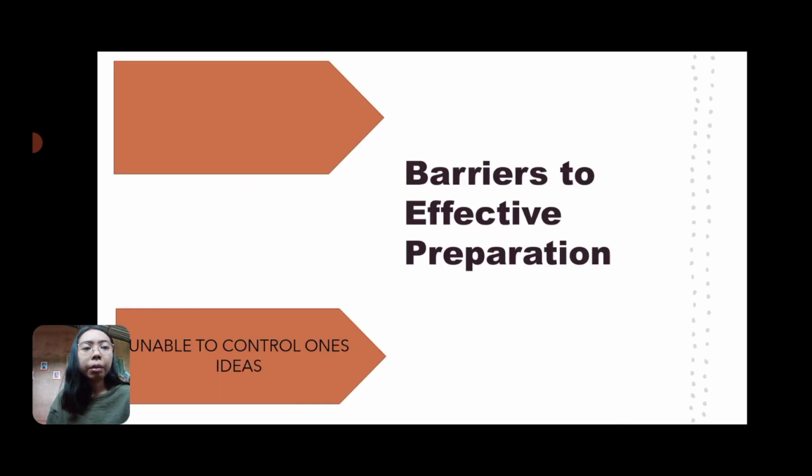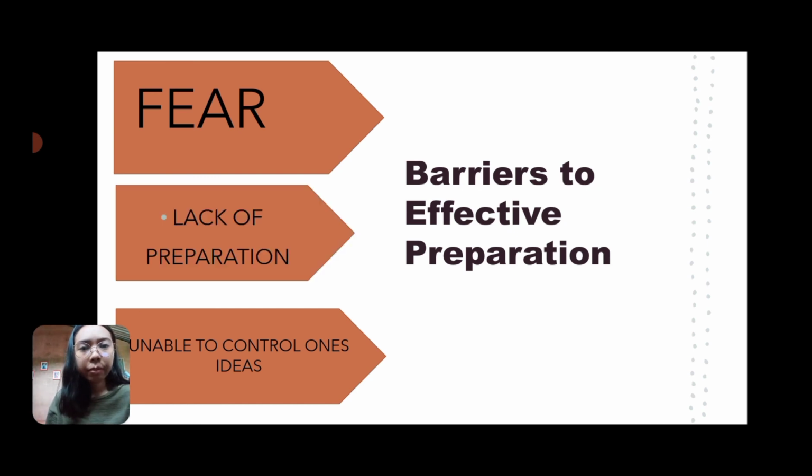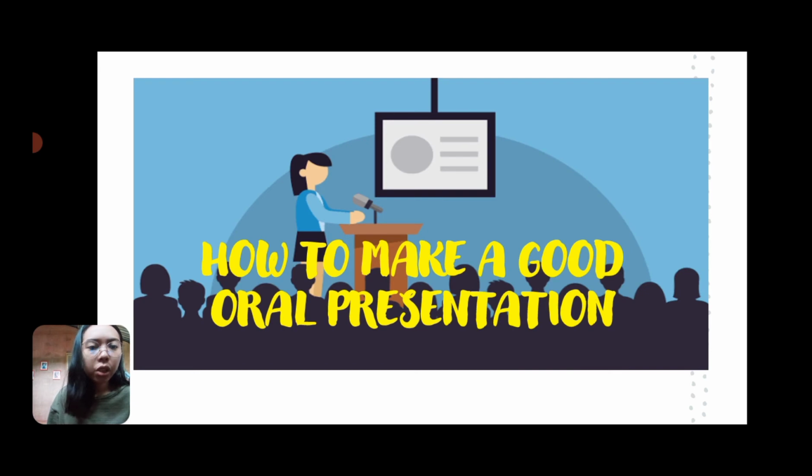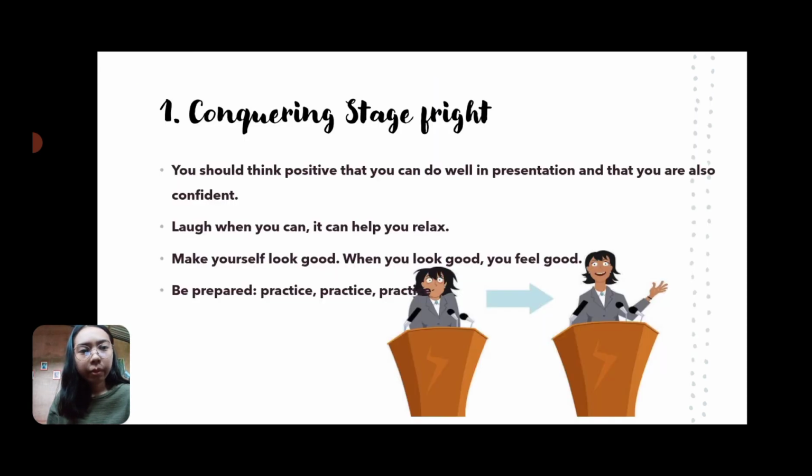So these are the barriers to effective preparation: the fear, the lack of preparation, and lastly, being unable to control one's ideas. So how to make a good oral presentation? Number 1 is conquering stage fright.